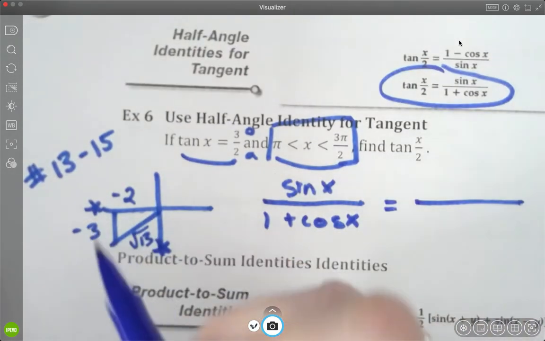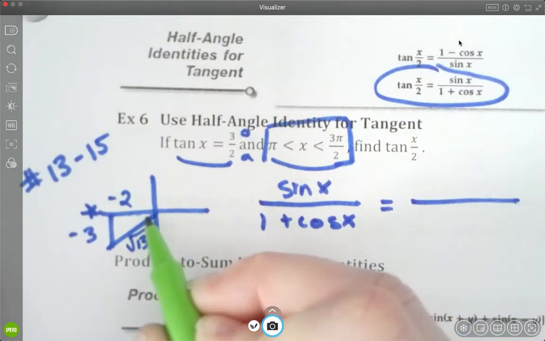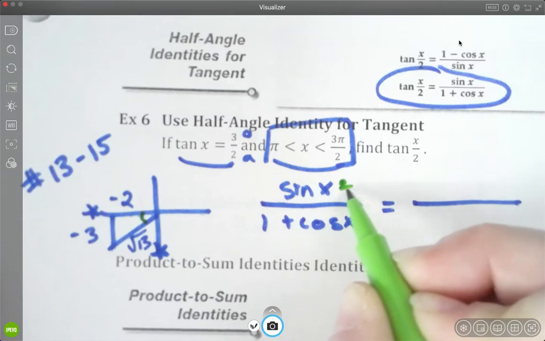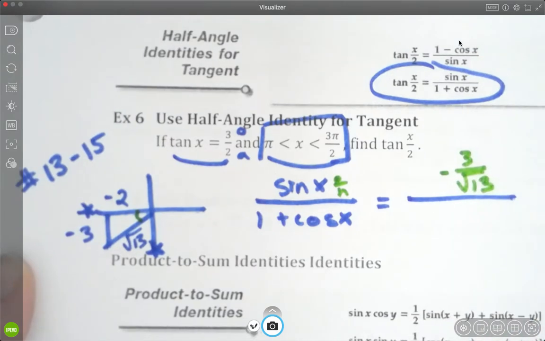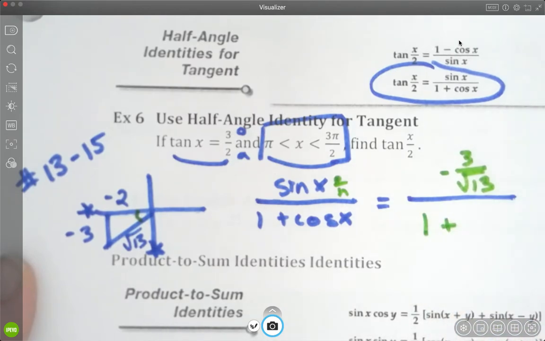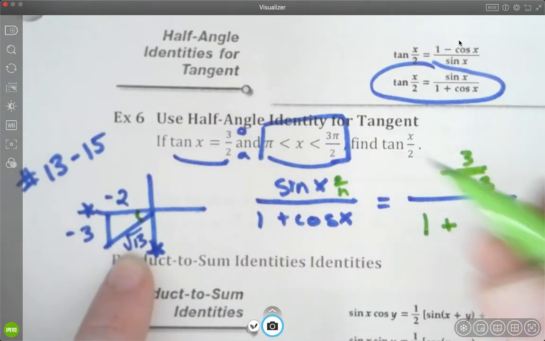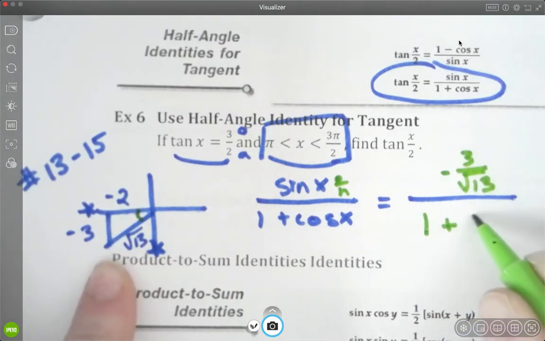So, this angle right here, what is sine of that thing? Sine is opposite over hypotenuse. -3 over the square root of 13. The other one is 1 plus cosine of x, which is adjacent over hypotenuse, so -2 over the square root of 13.